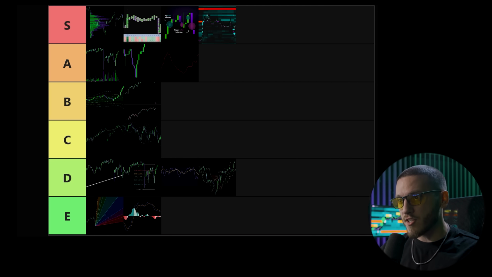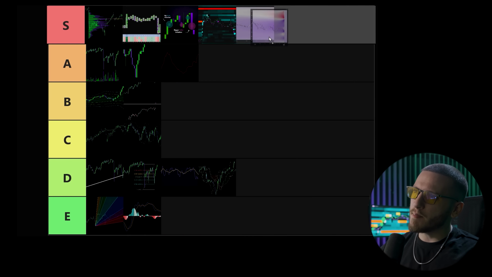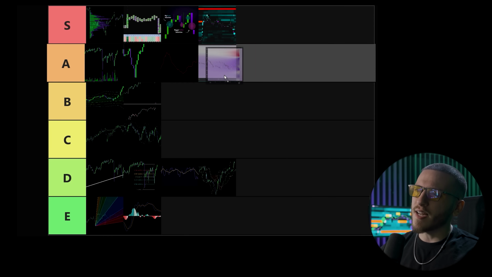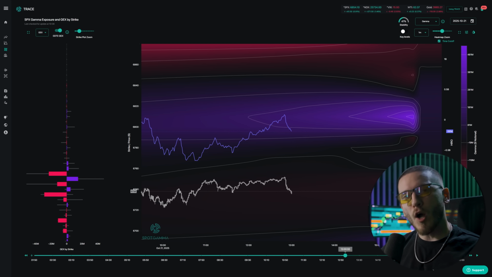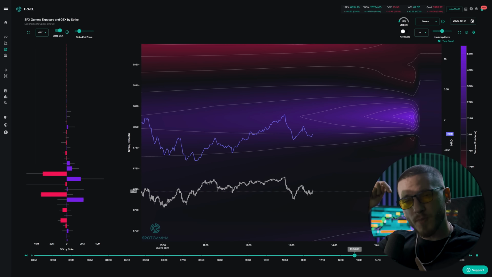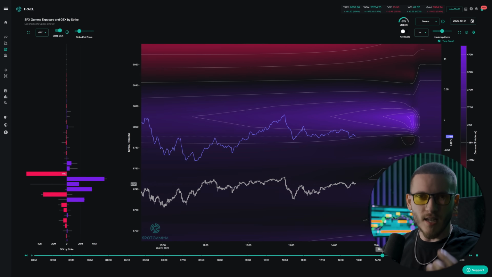And last but not least, we have GEX, gamma exposure. And I would give this a solid, I'm not sure I'm going to say S, but for sure an A. Gamma exposures, if you're trading stock indices like S&P and NASDAQ, are an absolutely phenomenal tool that allows you to have a preview of where option market makers are likely to hedge their delta, either from buying the dip and selling the rip, so compressing volatility, or buying the rip and selling the dip, aka increasing volatility.